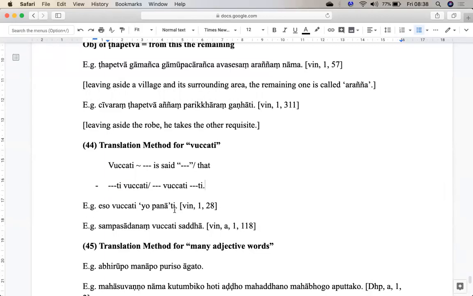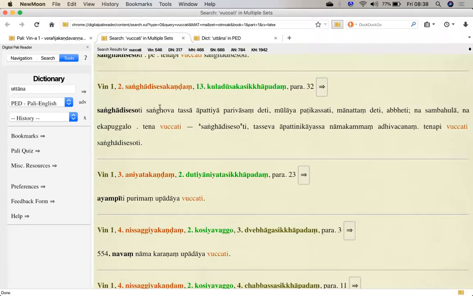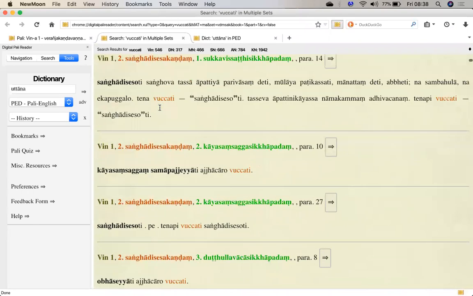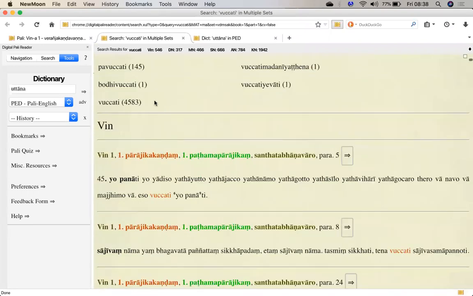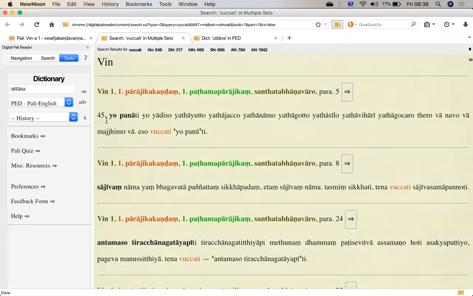Here I give two more examples. Iso Wojedi yo banati. For that sense, we can check. So here I search in the Tipitaka. I type in the word Wojeti. The first example here is Yobanati. After the word Wojeti, here Yobanati iti. You see, Yobanati iti. Yobanati means Yobana iti.